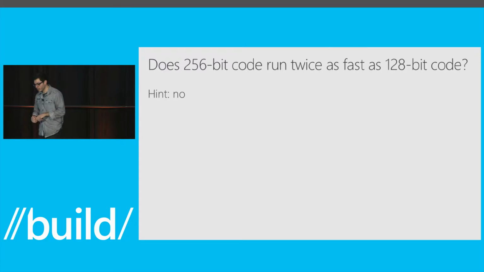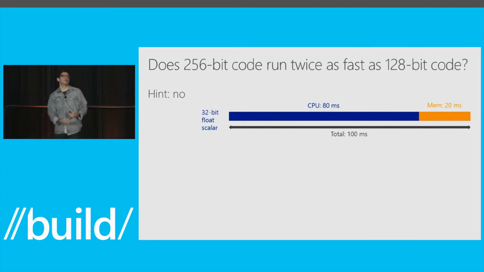And the way I like to look at this, I think, is kind of illuminating. So take something that runs for 100 milliseconds. And of that 100 milliseconds, 80% of the time is being spent on the CPU, and 20% of the time is being spent waiting for stuff to come back from the caches or come back from memory, where the CPU is just sort of waiting for stuff to happen.